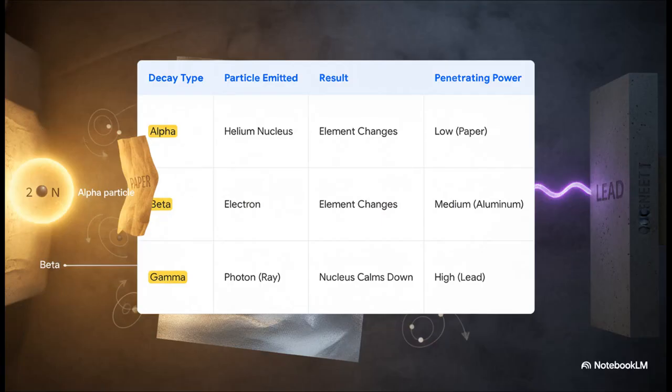Now, if you look at the results of this, you see something pretty amazing. In both alpha and beta decay, the number of protons changes. And what did we say determines the element? The protons. So the element itself actually transforms into a different element. It's like real-life alchemy. And just look at the difference in penetrating power here. An alpha particle is stopped by a single sheet of paper. But a gamma ray? You're going to need a thick slab of lead or concrete to stop that.